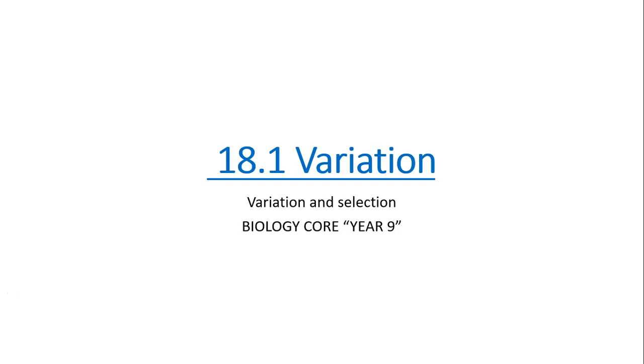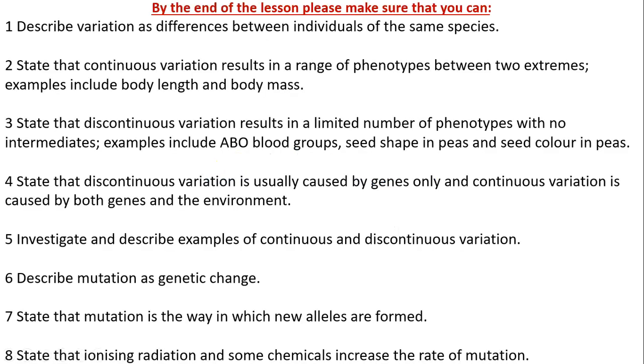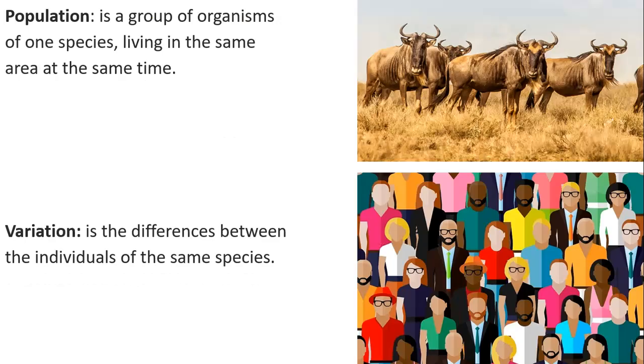Chapter 18, Variation and Selection. First lesson, Variation. Don't forget to go back to the objectives after you're done studying to make sure that you covered the lesson properly. What's a population?